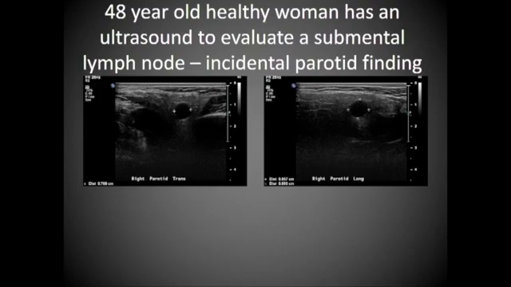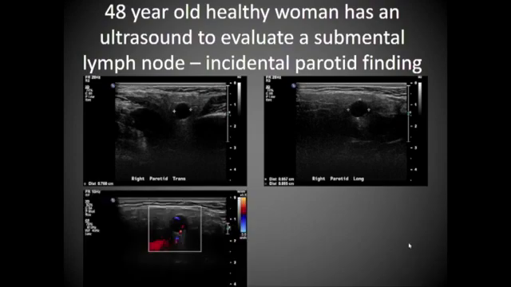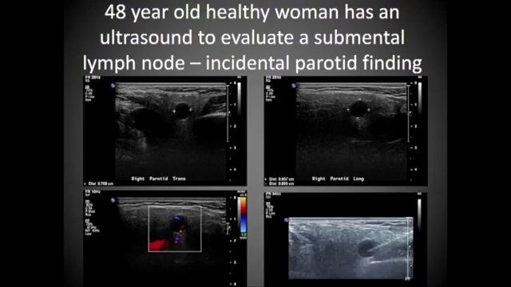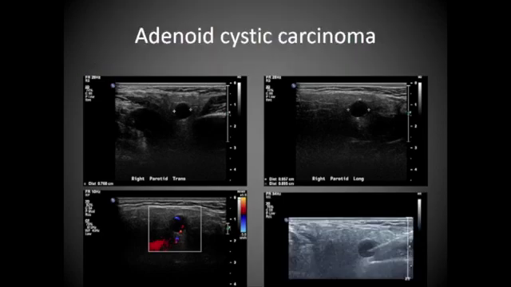Just under a centimeter, looks almost cystic, very well circumscribed, but we put color on. It had internal blood flow, and therefore it was presumed to be solid. It was biopsied. And very unfortunately for her, this was adenoid cystic carcinoma, which, as we'll describe later, has a fairly bad prognosis. And this highlights some of the challenges of salivary gland ultrasound.